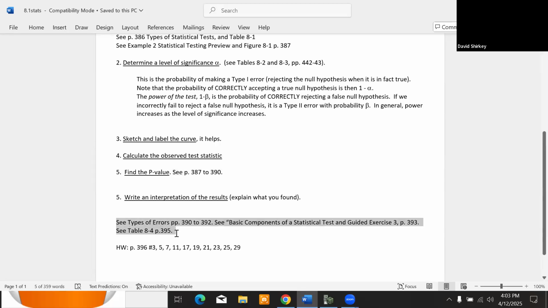Look over types of errors, pages 390 to 392, and look over basic components of a statistical test and guided exercise 3 on page 393. And then take a look at table 8-4 on page 395.